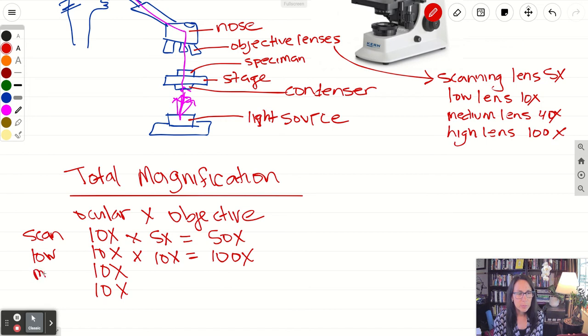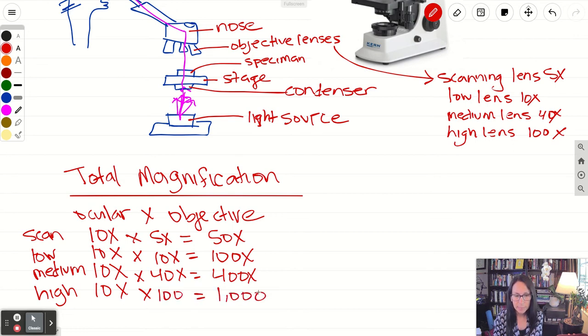Okay, so then if you looked at your medium objective lens, that is 40x. So you're going to multiply 10 times 40, and that's going to give you 400, which means you're looking at it 400 times bigger. And then the high is going to be 100. So that's going to be 1,000 times as big. So usually a compound light microscope allows you to see something up to 1,000 times what it normally looks like. And so the word that we like to use is resolution. So the better the resolution, the better the microscope. And so the more powerful a microscope is.